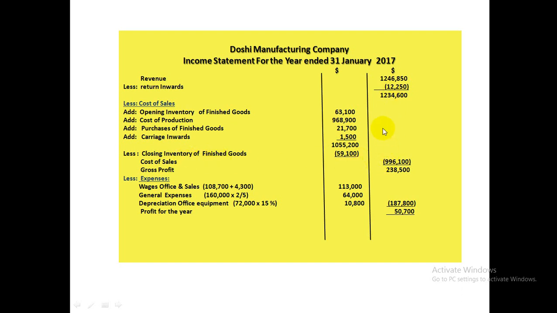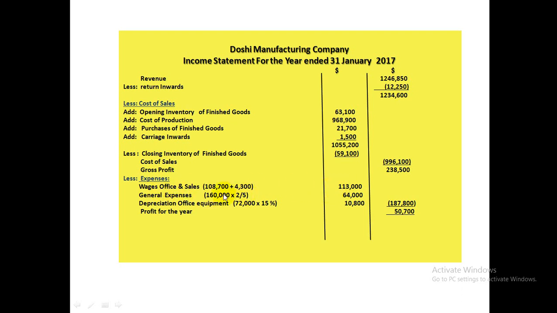This cost of sales is to be subtracted from net sales, and our final amount is the gross profit, which we are calculating for Doshi Manufacturing. From this gross profit, if we have any expenses, the office expenses or the expenses other than factory usage will be subtracted altogether. Wages of office and sales, the wages which we had paid and the wages which are still accrued, both are to be added, and we'll take the amount finally.